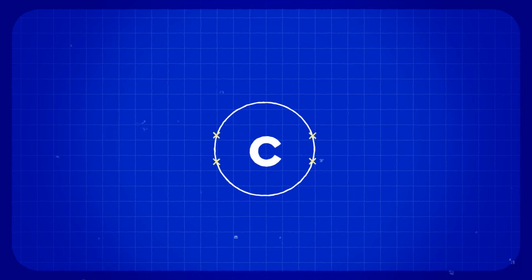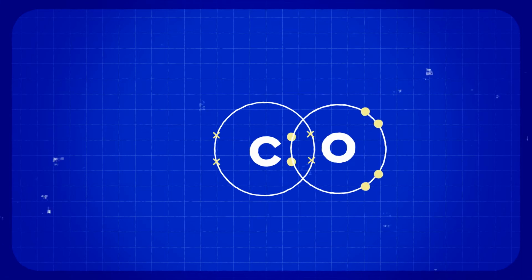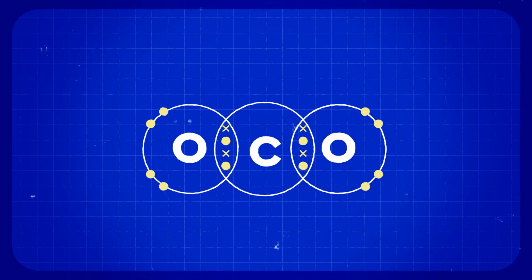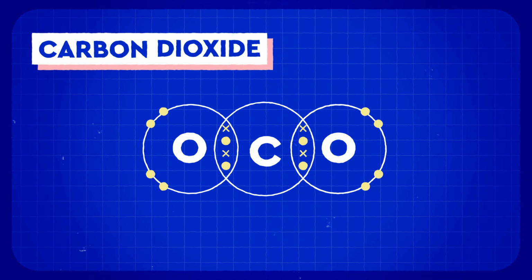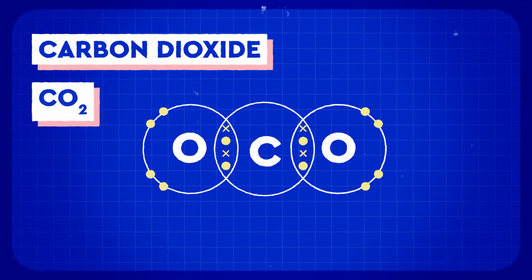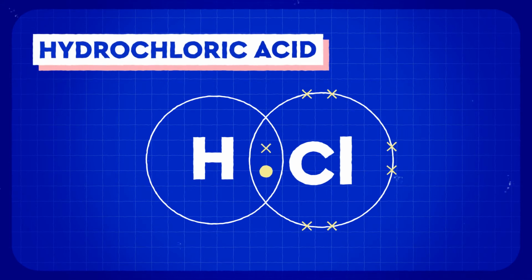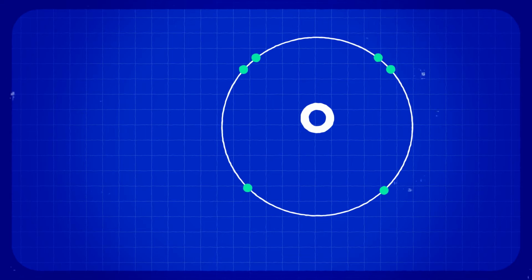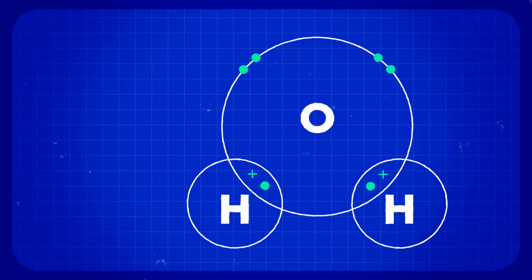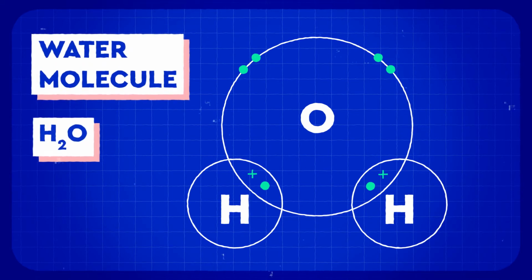Carbon has 4 electrons in its outer shell and needs 4 more. Oxygen has 6 and is missing 2, so they join together in a double bond, each oxygen atom sharing 2 electrons. This forms the well-known carbon dioxide, or CO2. Hydrogen shares 1 electron with chlorine to make hydrochloric acid, HCl. Oxygen needs 2 electrons and so it shares 1 electron each with 2 hydrogen atoms to form water, H2O.